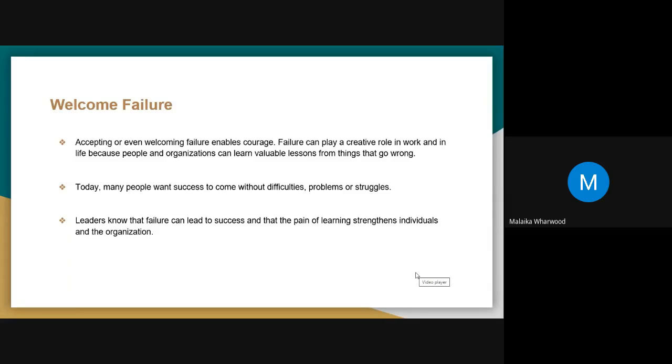Welcoming failure. Accepting or even welcoming failure enables courage. Failure can play a creative role in work and in life because people and organizations can learn valuable lessons from things that go wrong. Today, many people want success to come without difficulties, problems, or struggles. Leaders know that failure can lead to success and that the pain of learning strengthens individuals and the organization.